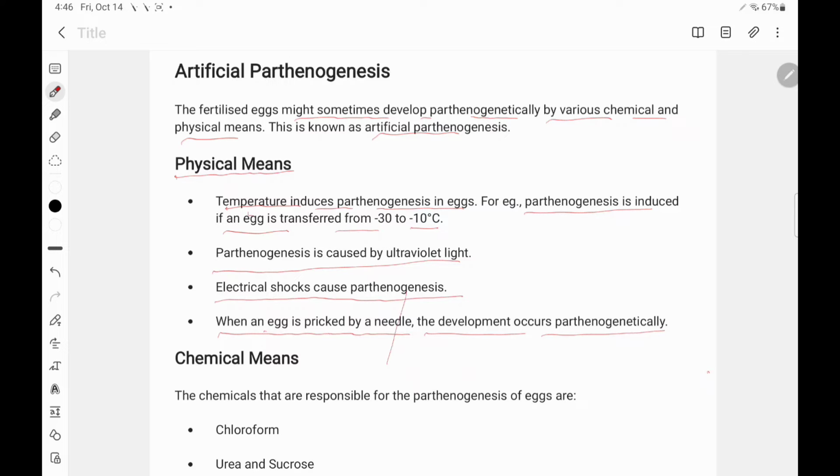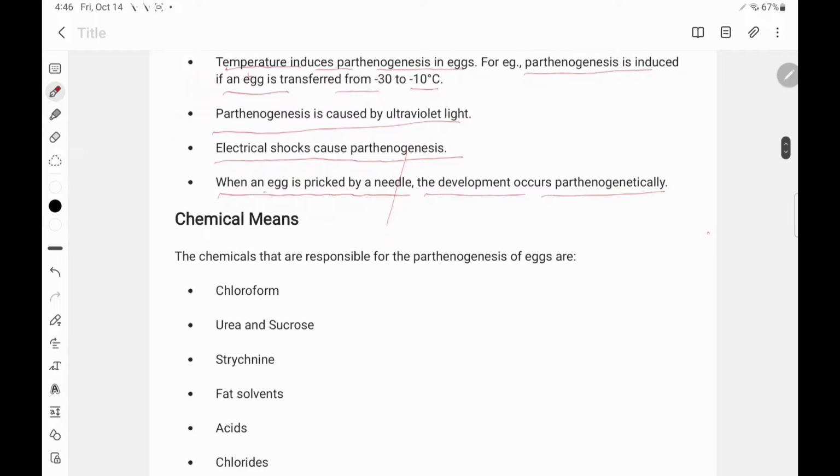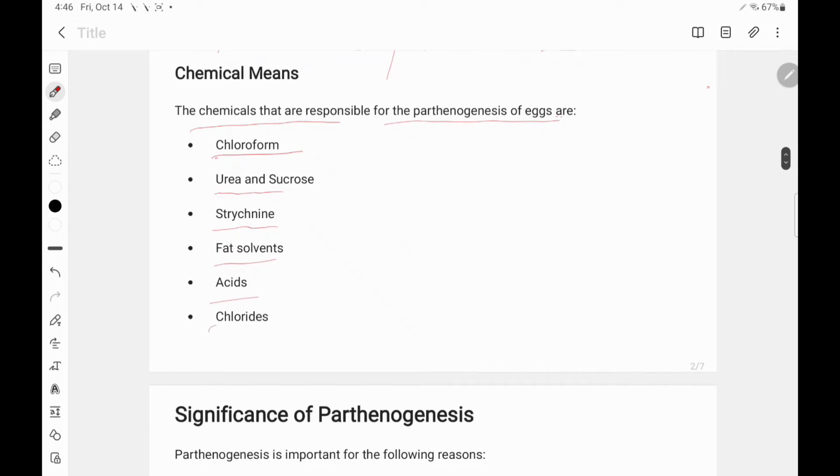Many chemicals are used for the development of parthenogenesis. The chemicals responsible for parthenogenesis in eggs are chloroform, urea, sucrose, citric acid, fats, acids, and chlorides. All these chemicals may be used for the treatment of eggs to develop parthenogenesis.